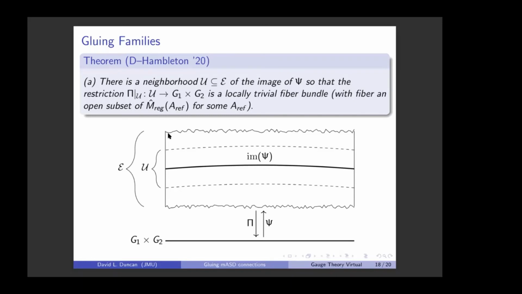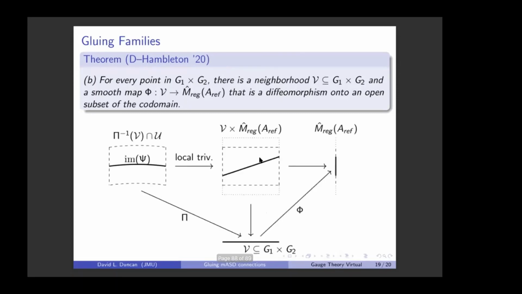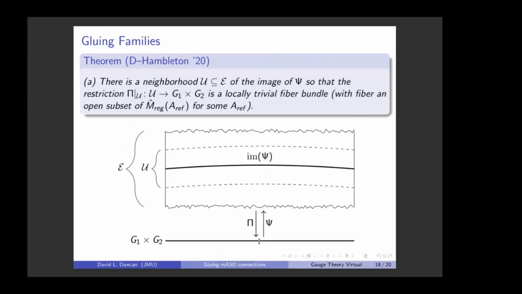So then, let's see here. Actually, I'm noticing I talked faster than I was expecting. But so then part B, how does that look? For every point in G1 cross G2, there's a neighborhood and a smooth map that's a diffeomorphism onto its image. So here's how I picture this thing. So this little square right here, well, maybe I should say this. G1, G2 is on the bottom. We've got some little neighborhood V inside G1, G2. And so in the previous slide, it's like V lives right down here.